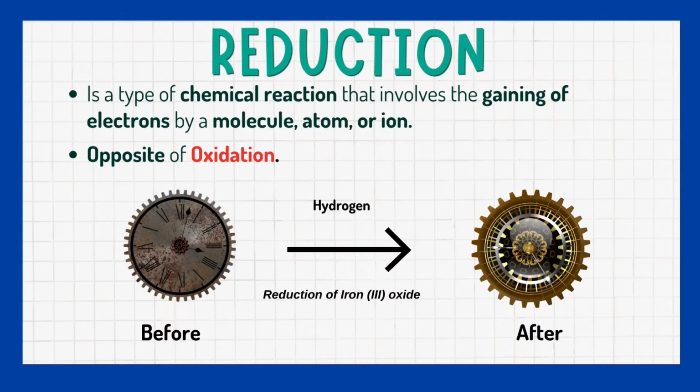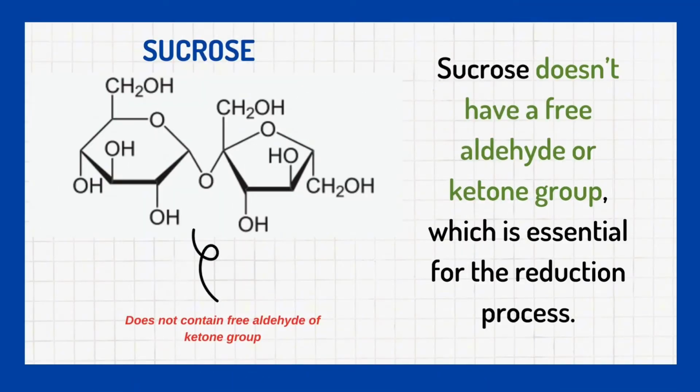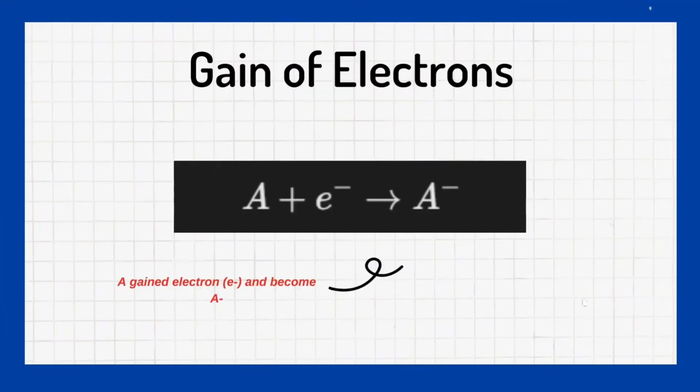I hope you remember that all monosaccharides and disaccharides that contain a free aldehyde or ketone group can actually reduce other substances, aside from sucrose. Again, sucrose is a disaccharide that does not have a free aldehyde or ketone group, as you can observe in the image. The reduction can be identified in different ways. It can be the gaining of electrons, the decrease in oxidation state, the gaining of hydrogen, and the loss of oxygen. But how do all of these work?